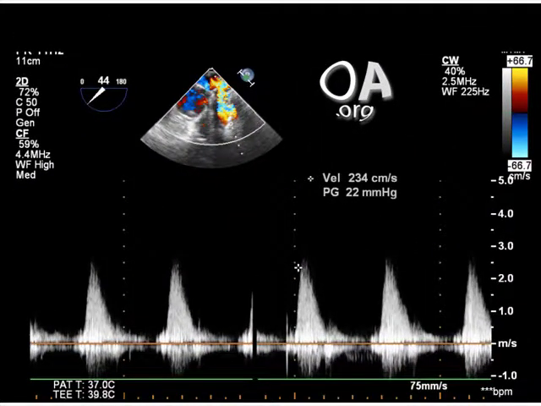This is a continuous wave Doppler velocity profile across the new pulmonary valve, showing a peak gradient of 22 millimeters of mercury. Remember, our patient's preoperative peak gradient in the operating room was 54 millimeters of mercury, so this is an improvement. She had a full recovery and showed significant improvement in her symptoms.